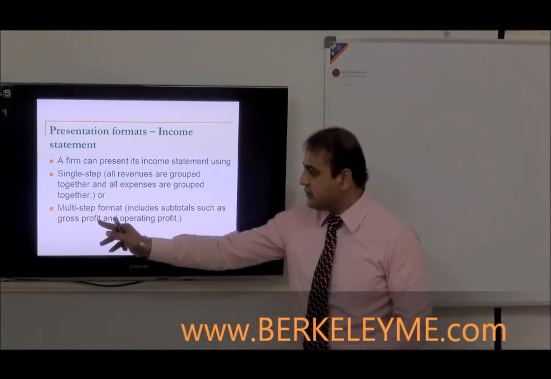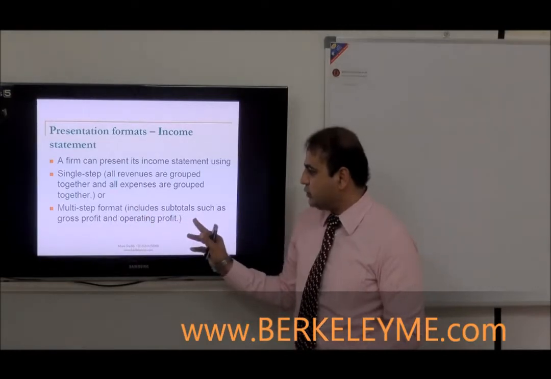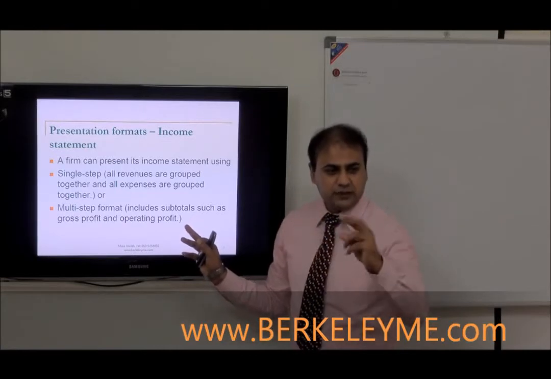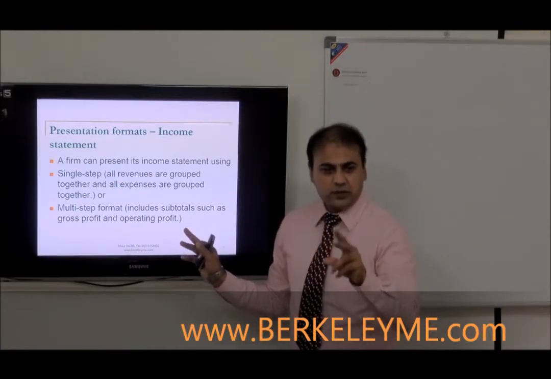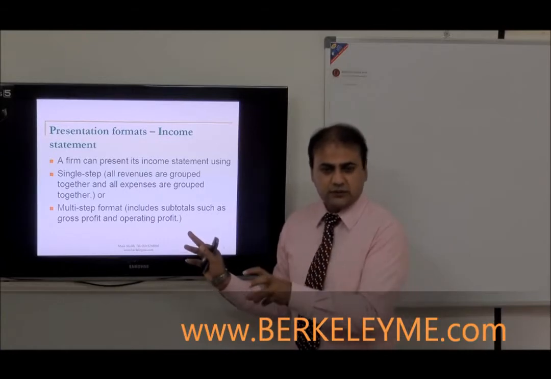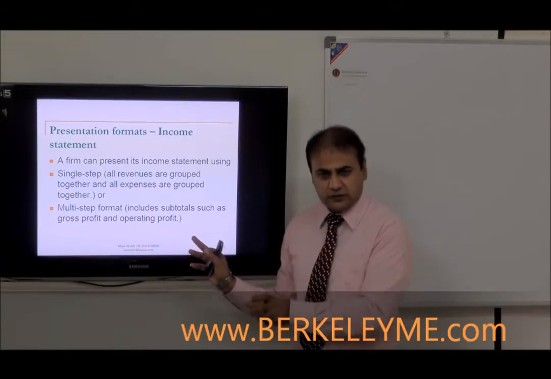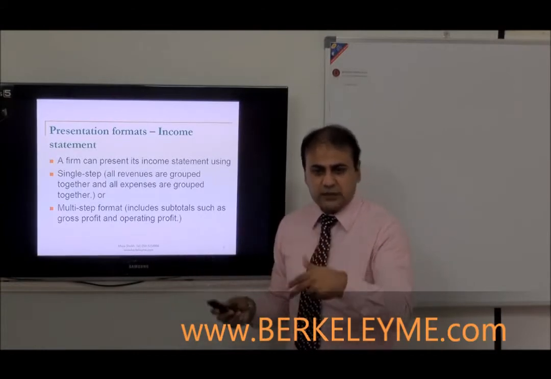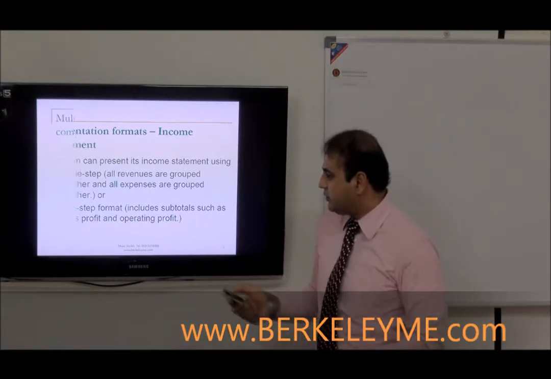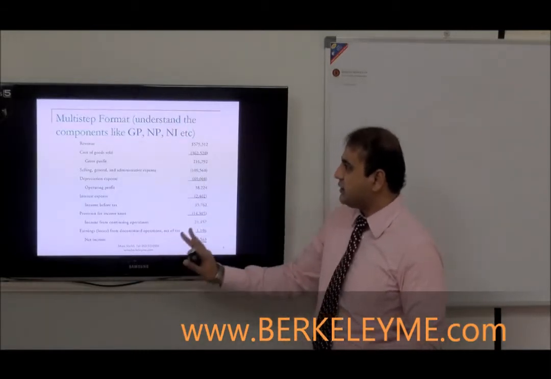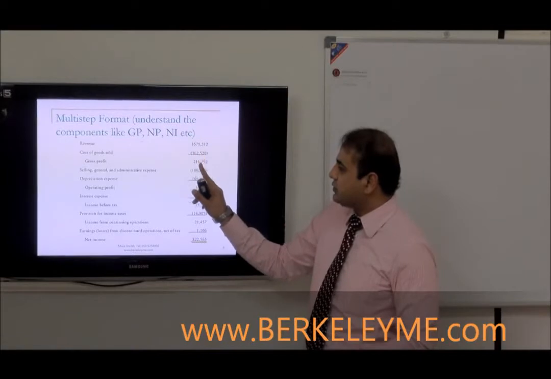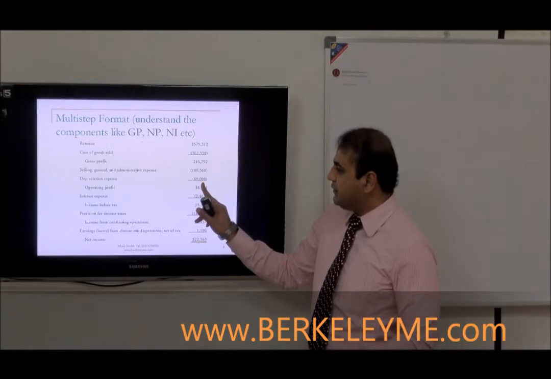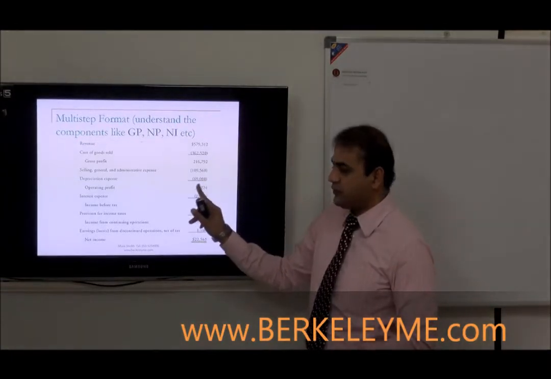But the commonly used one is the multi-step format, which includes totals and subtotals: revenue, then net revenue, then cost of sales, opening stock, add purchases, less closing stock. Then you will have a subtotal of cost of sales. When this is deducted, you get the gross profit. This is the multi-step format, which is this one. You can see revenue, cost of sales, then the subtotal gross profit, then selling, general, administrative and depreciation. This is the operating profit.